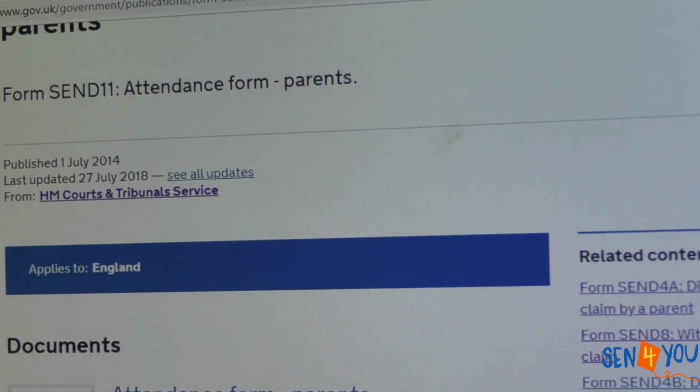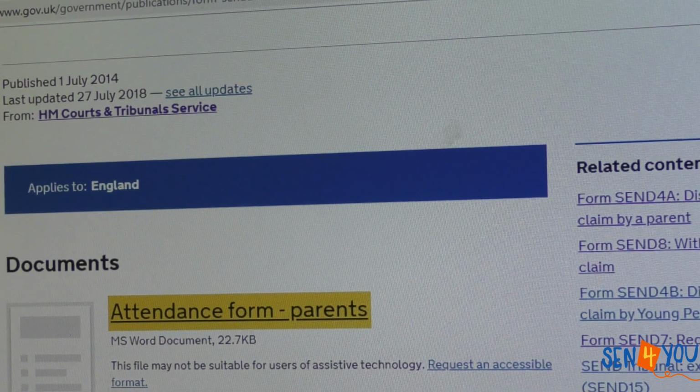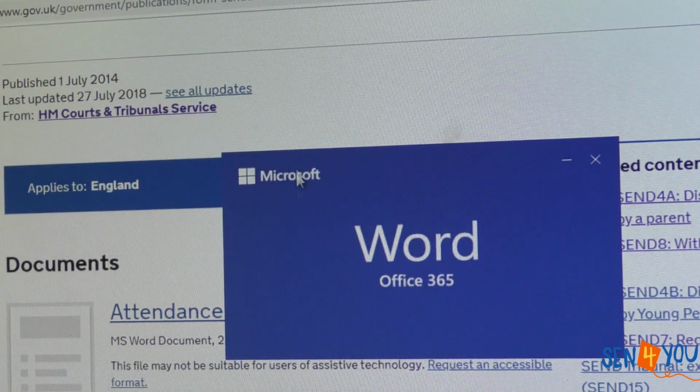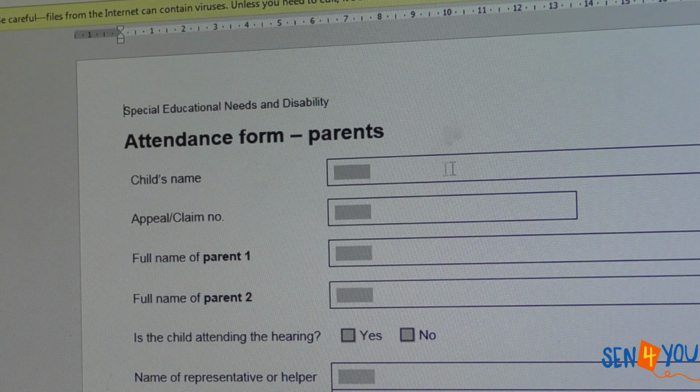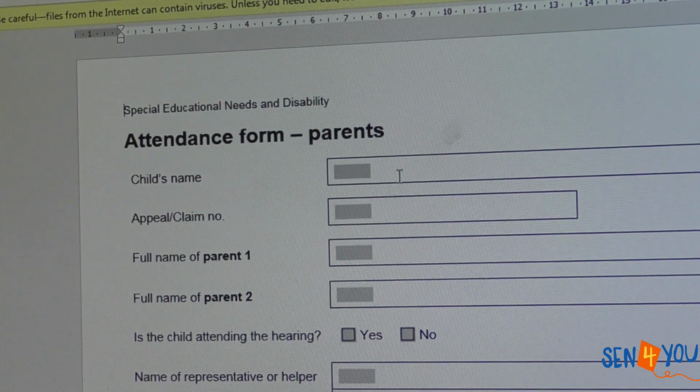So the attendance form, again, you can download it. Very straightforward, very simple to complete. You just put your child's name at the top, you'd put the appeal claim number, if the claim number refers to DDA cases, your name, and if there's a second parent involved, their name. You'd identify if the child is attending the hearing.